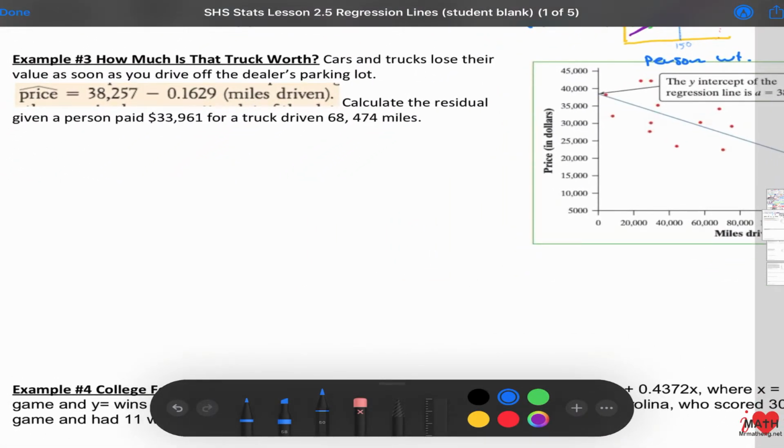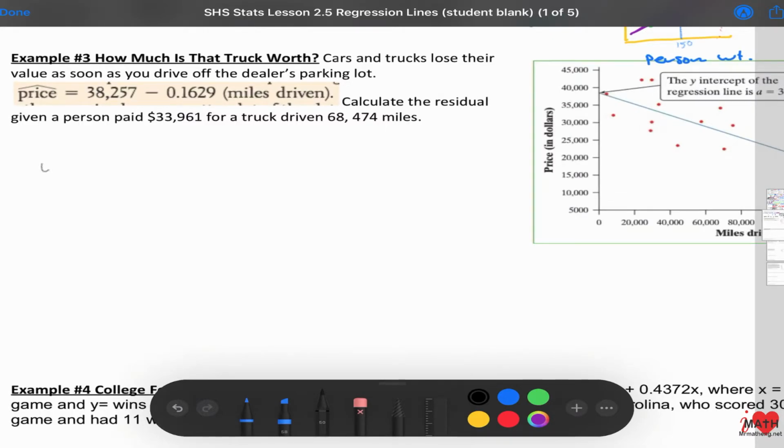All right, it says calculate the residual given a person paid $33,961 for a truck driven 68,474 miles. Let's write the formula down. Y hat equals $38,257 minus 0.1629x, where x is miles driven. This person paid this price, so let's put that number here.